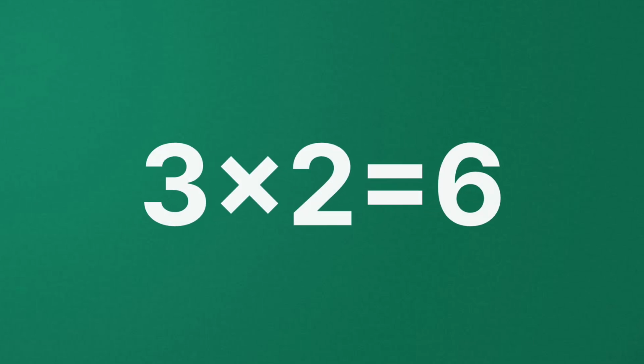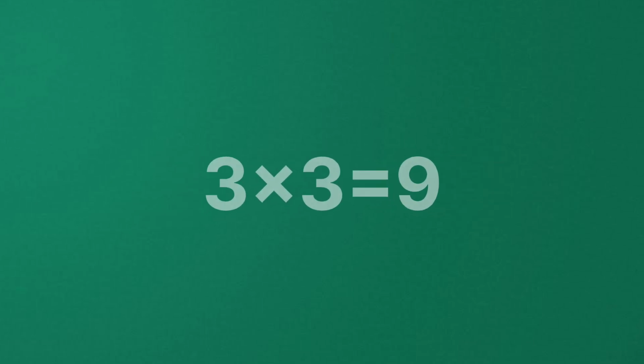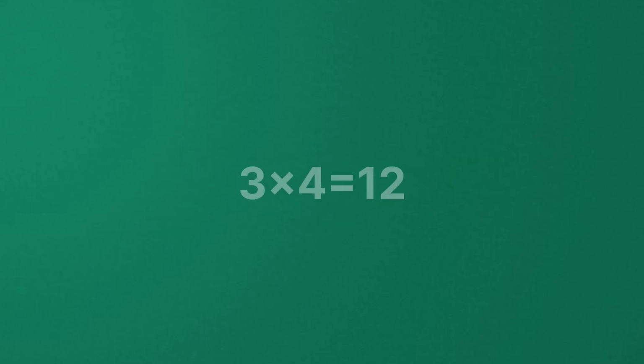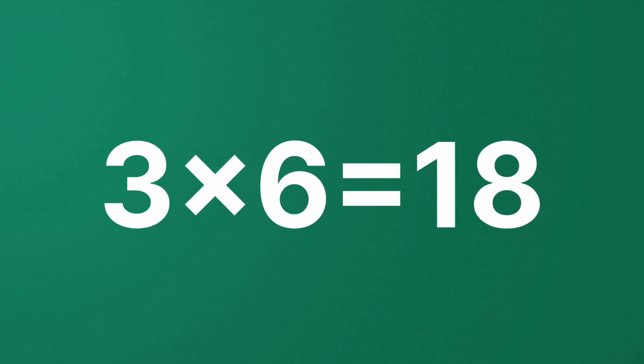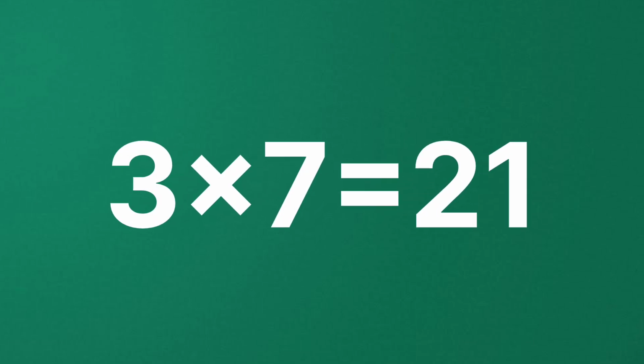3 twos are 6. 3 threes are 9. 3 fours are 12. 3 fives are 15. 3 sixes are 18. 3 sevens are 21.